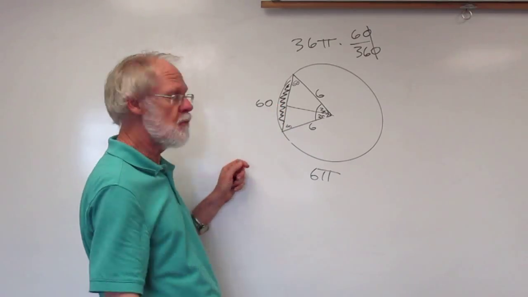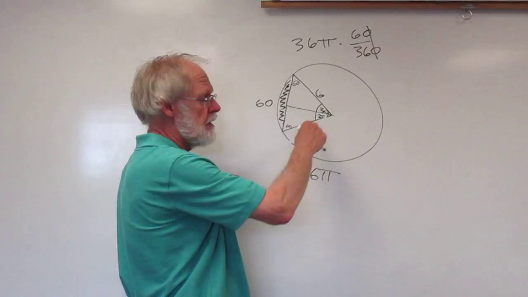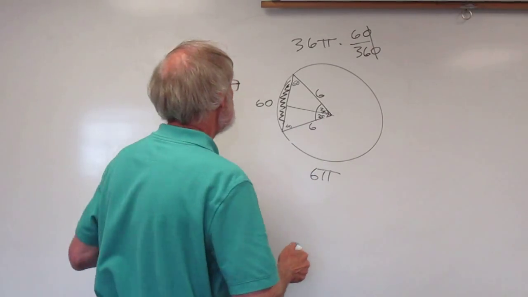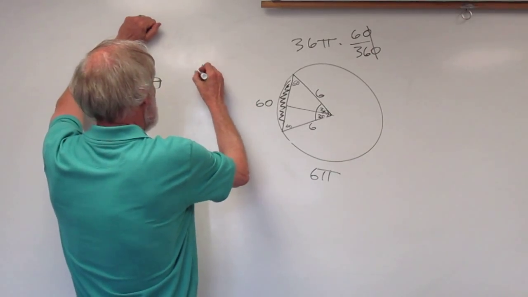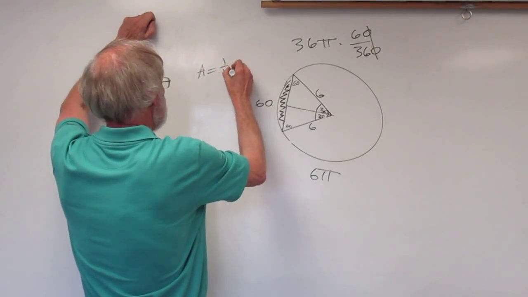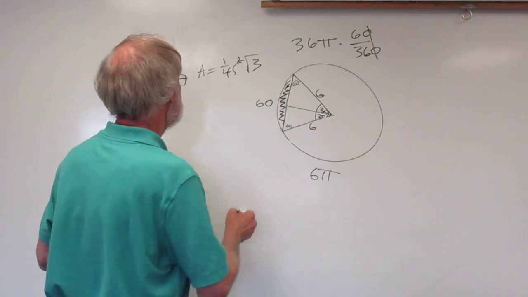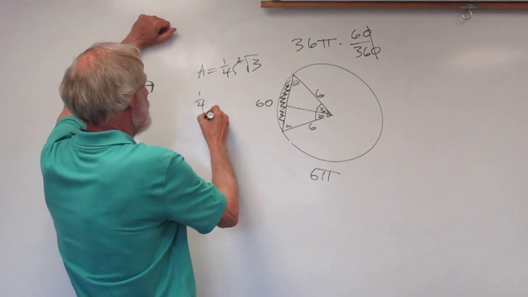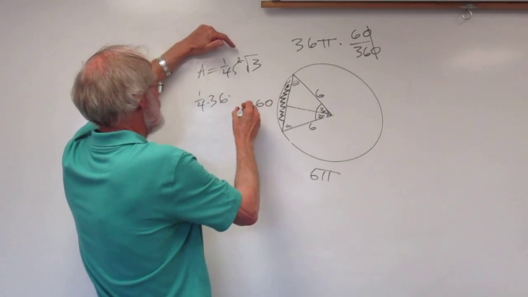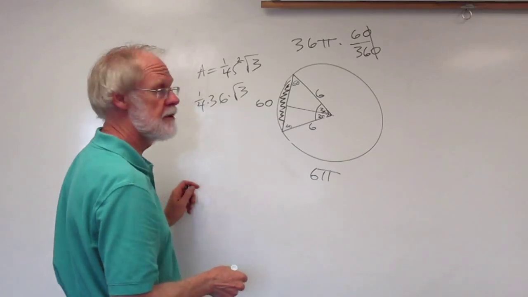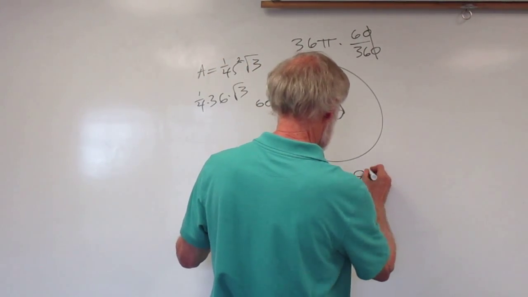But notice I only want the shaded portion over here, so I'm going to have to subtract out the area of the triangle. You may remember we have a formula for the area of an equilateral triangle. Area equals 1/4 s squared times the square root of 3. S is 6, so it's 1/4 of 36 times the square root of 3. 1/4 of 36 is 9, so it's 9 square root of 3.